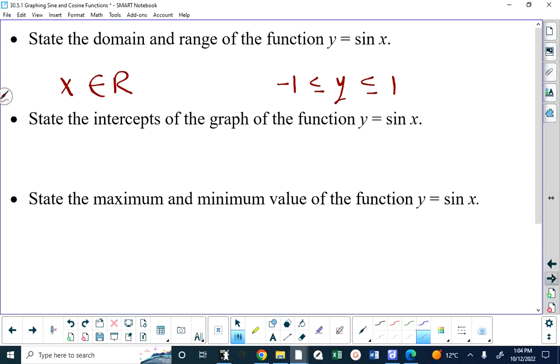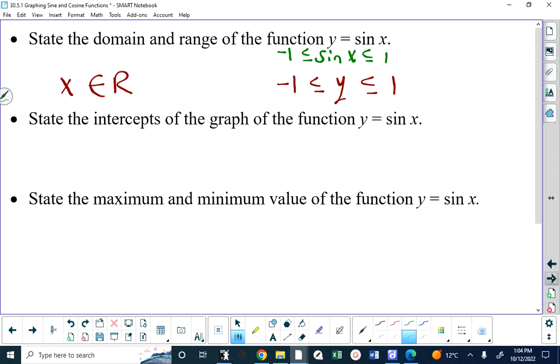Y is sine of x, so I could have written here negative 1 is less than or equal to sine of x, which is less than or equal to 1. Those mean the same thing. It's just instead of writing y, I'm writing what y is equal to.